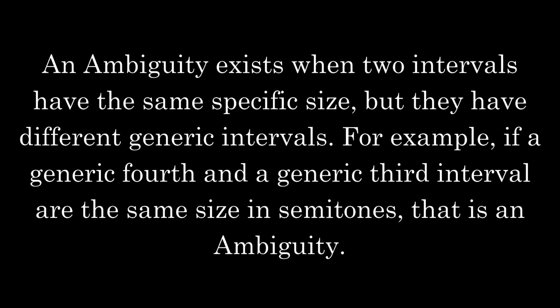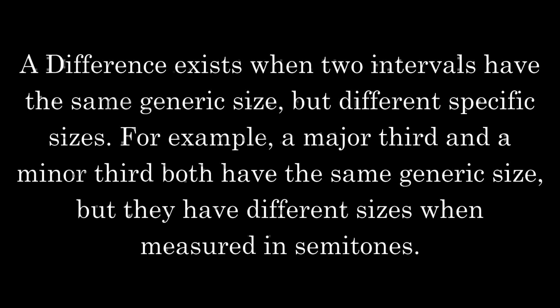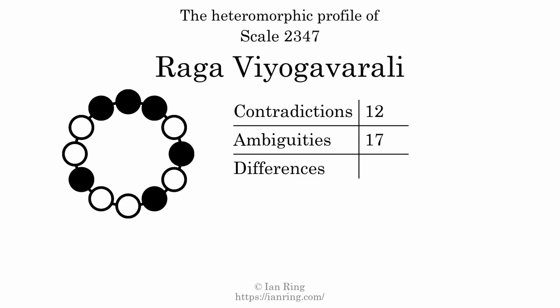An ambiguity exists when 2 intervals have the same specific size, but they have different generic intervals. For example, if a generic fourth and a generic third interval are the same size in semitones, that is an ambiguity. The number of ambiguities in this scale is 17. A difference exists when 2 intervals have the same generic size, but different specific sizes. For example, a major third and a minor third both have the same generic size, but they have different sizes when measured in semitones. The number of differences in this scale is 65.